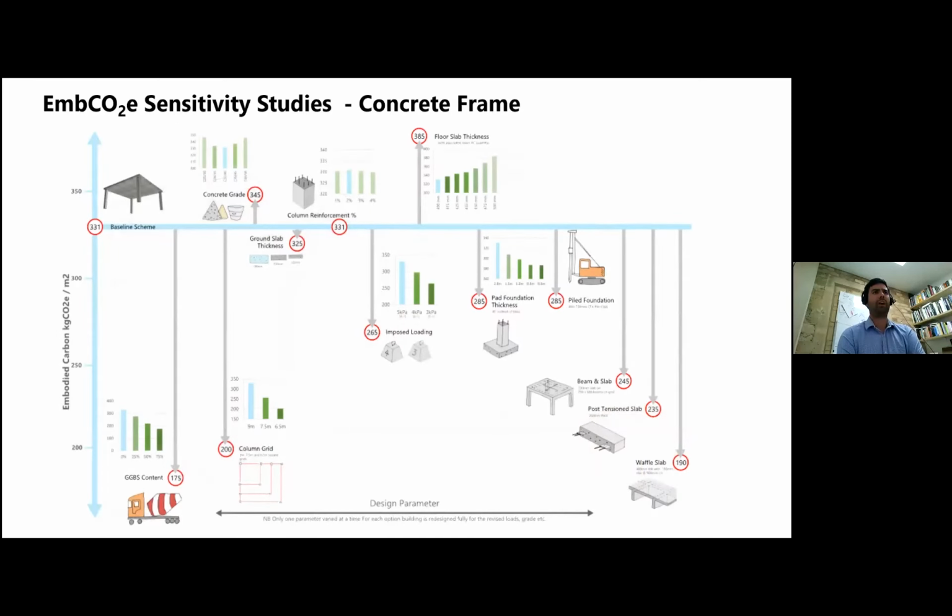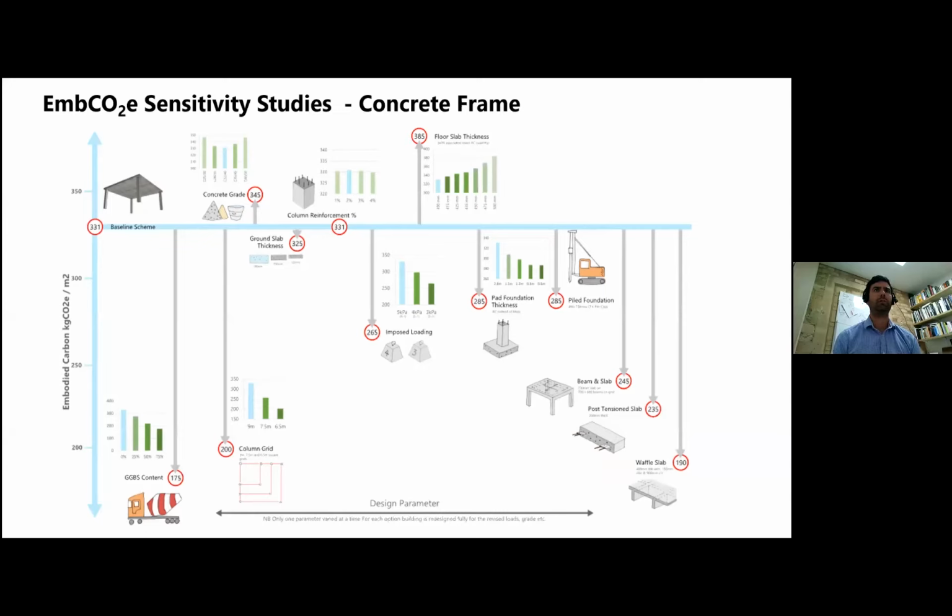So then we went about varying individually, item by item, different parameters within the design to see what impact that had on that per meter squared embodied carbon rate for the building. Looking at, and in this case, you see horizontally across the line is our baseline, 331 kilograms of carbon dioxide per meter squared, and then starting to vary different parameters, looking at cement replacement, looking at reducing the column grid from that 9 meters down to 6.5 meters.